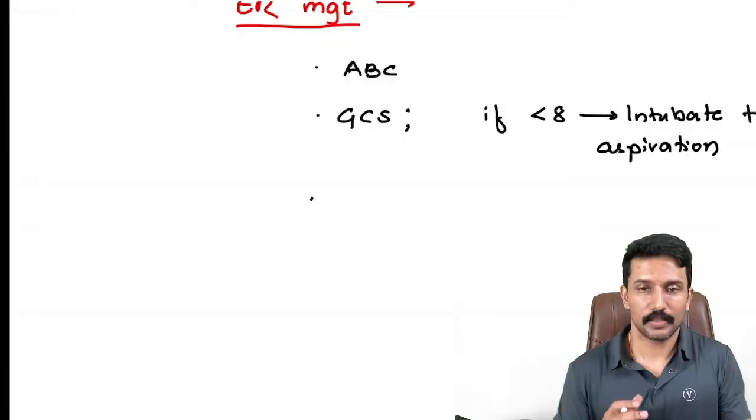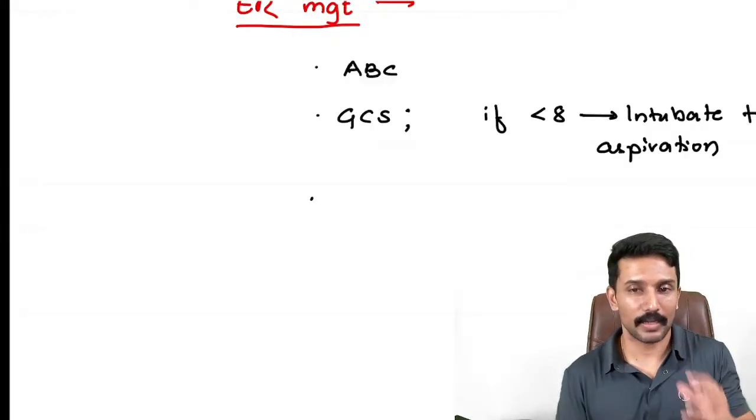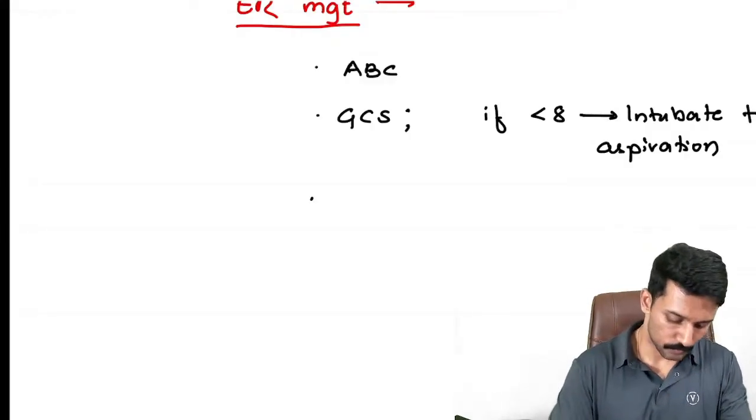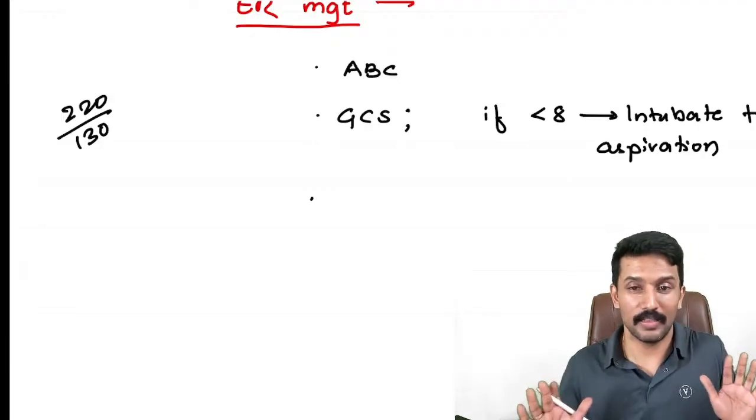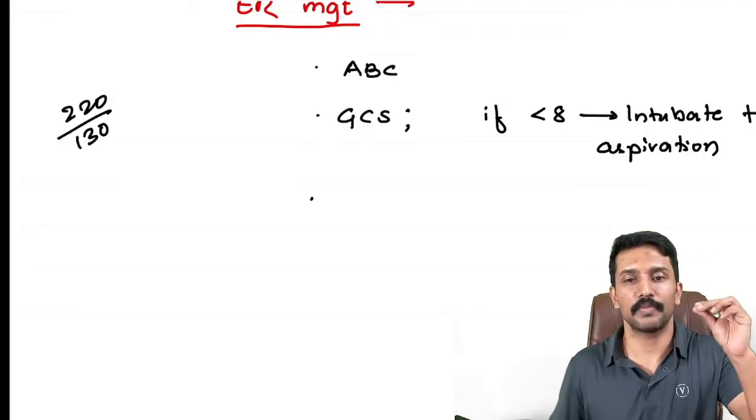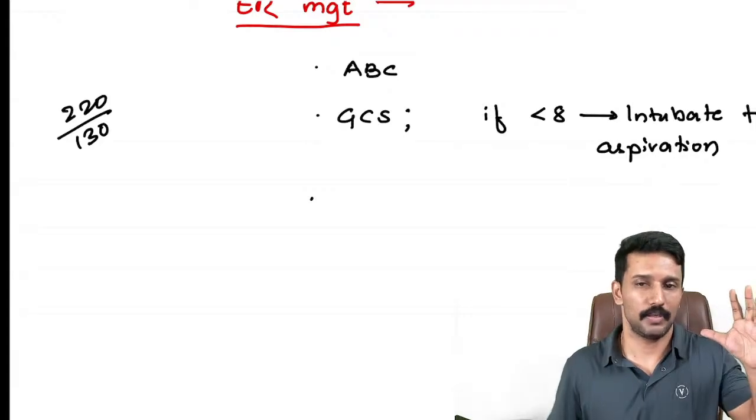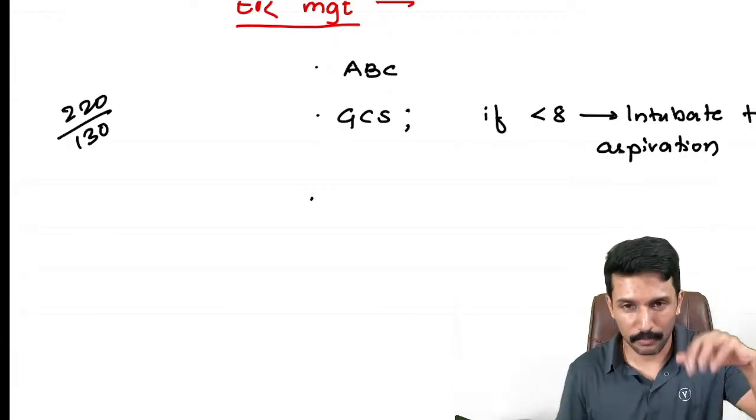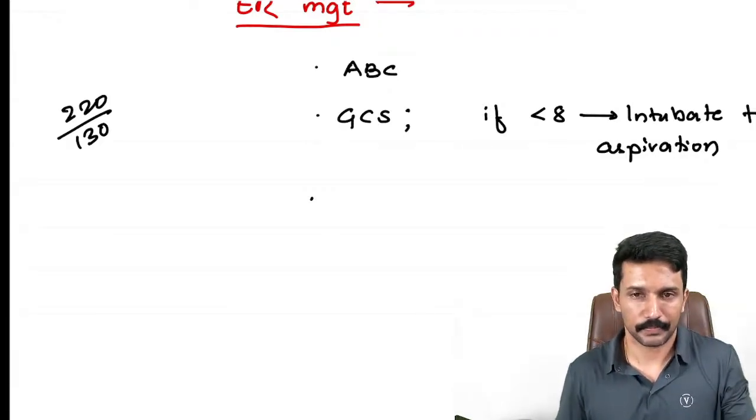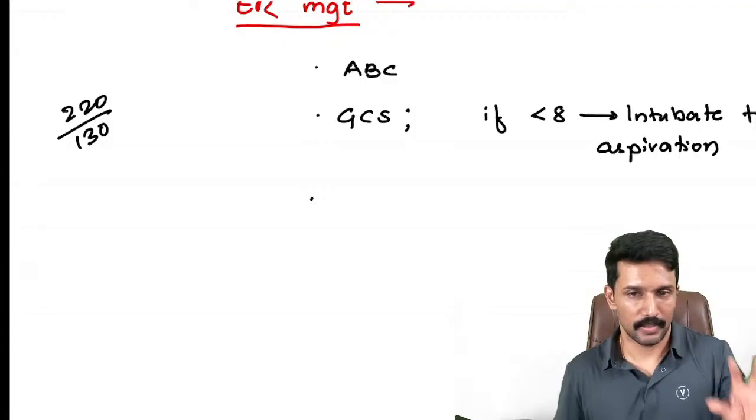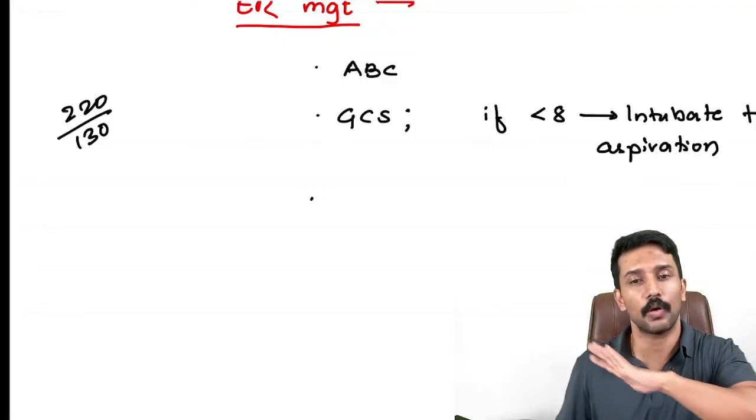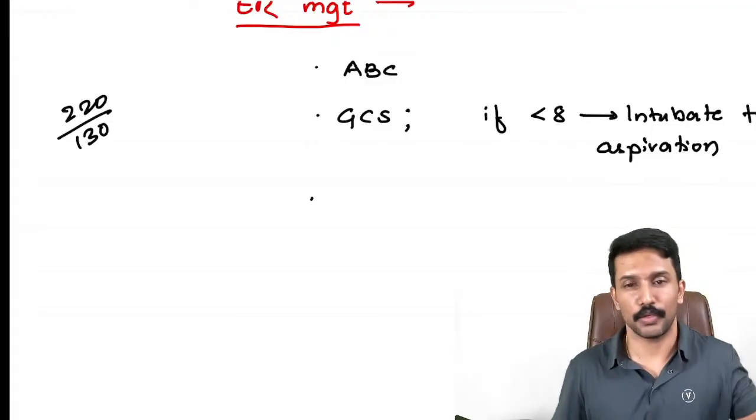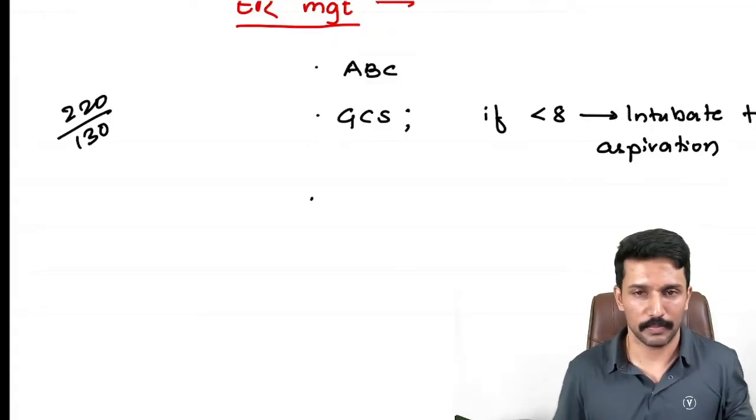Normally our blood vessels are capable of tolerating blood pressure up to 220 by 130. Normal healthy individuals' blood vessels can tolerate a pressure of this much. They don't rupture. If the pressure is more than this much, they rupture, and there is a risk of bleeding. That's why 220 plus, 130 plus is not acceptable for anyone, whether you have stroke or no stroke.